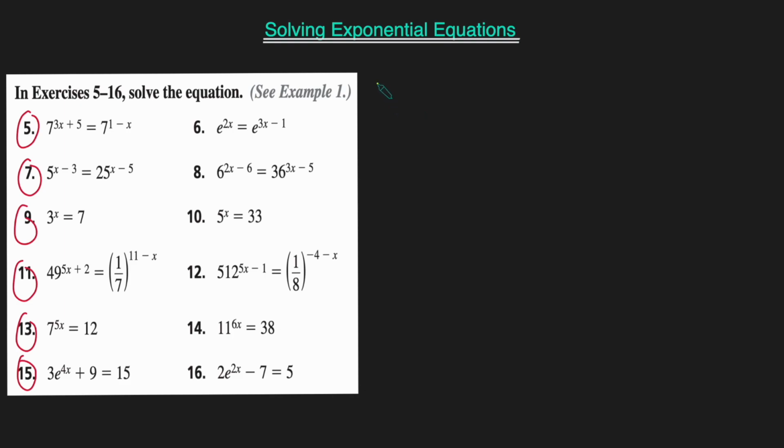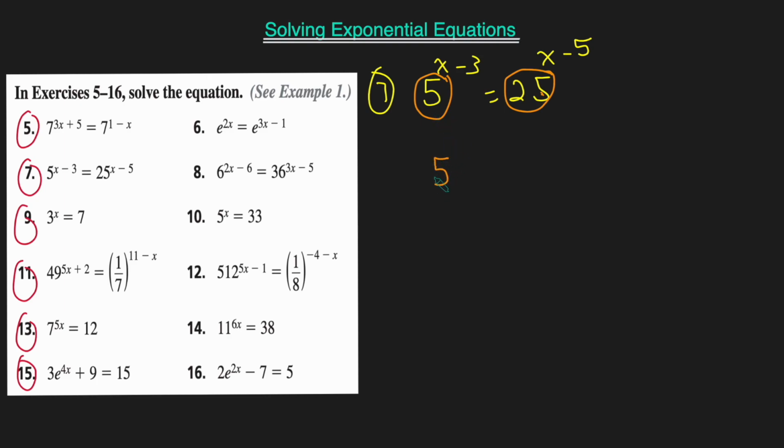Next is problem number 7. 5 to the x minus 3 equals 25 to the x minus 5. Now, the bases are not the same. This is a 5 and this is a 25. So I need to convert one of these so the bases are the same. Well, obviously, I can convert the 25, but not the 5.